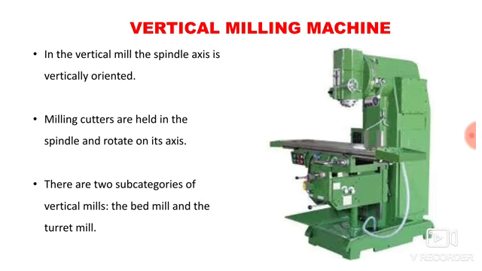Milling cutters are held in the spindle and rotate on its axis. So the milling cutter is held in the spindle. There are two subcategories of the vertical mill, the bed mill and the turret mill.